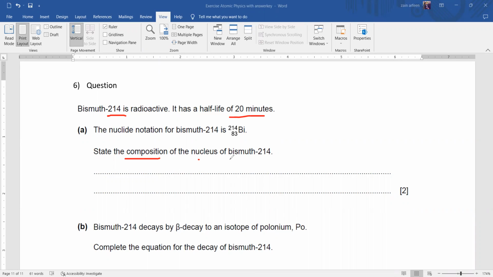State the composition of a nucleus. Composition of a nucleus means what the nucleus consists of: how many neutrons and how many protons. Don't mention electrons. Why? Because they only ask for the nucleus.